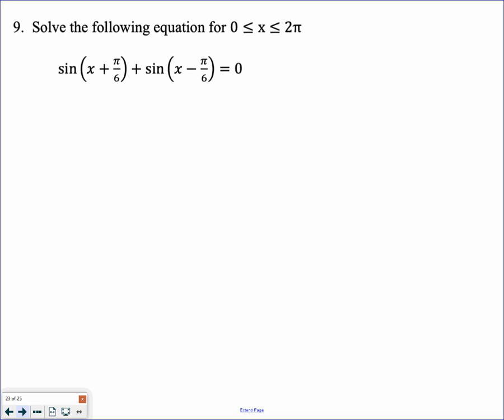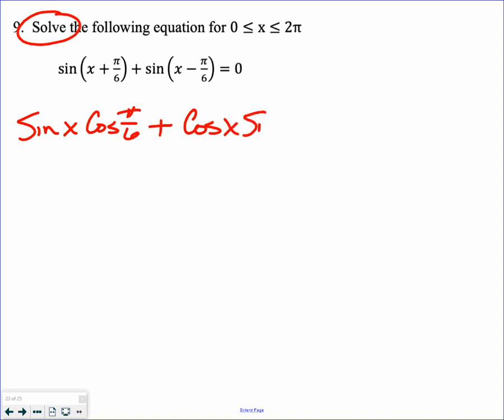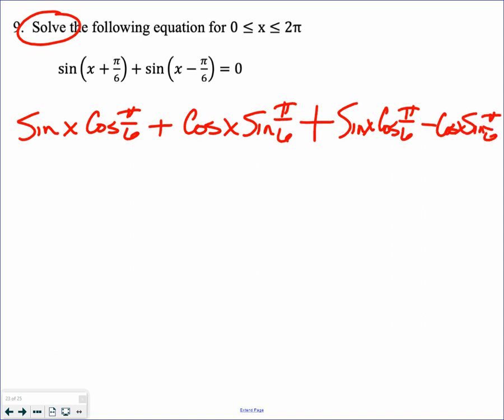I'm asking you to solve. So in the end, I'm going to have an answer here. But I have a sine of an angle plus a sine of an angle plus an angle. So I got to rewrite all of this out. So sine of the first, cosine of the second, plus cosine of the first, sine of the second, plus sine of the first, cosine of the second, minus cosine of the first, sine of the second. So all I did was write out the trig functions from the sum and difference.